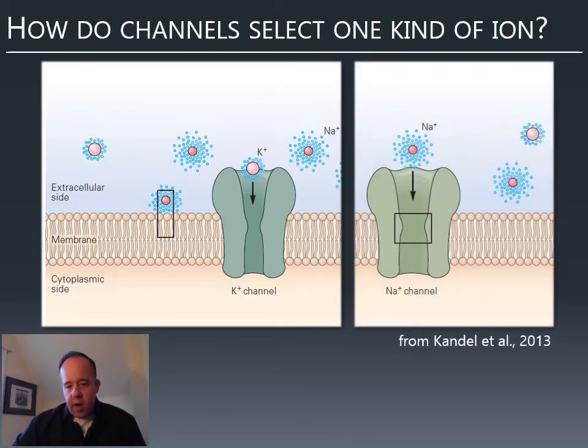Now the sodium channel is a little bit different. Sodium is bigger, so it can't use the size of the ion as its mechanism of selectivity. Any hole that's big enough to let sodium through is big enough to let potassium through. So those ion channels work a little bit differently.